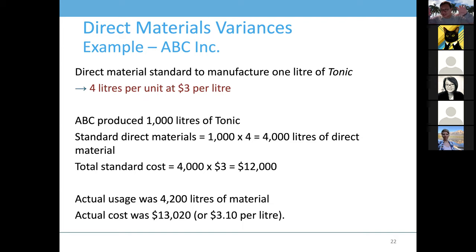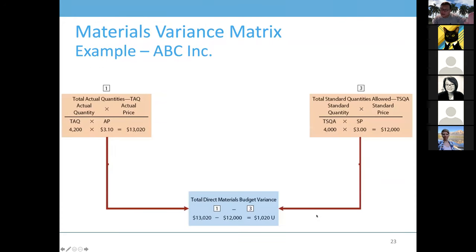Now think about that box picture. We want to figure out what the variances are. Here on the left side, it's the actual number. The actual quantity, the actual liters used, is 4,200 liters of direct materials. The actual price is $3.10 per liter of the direct material. And the actual cost is $13,020. And on the right side is the standard cost. Standard quantity is 4,000 liters of direct materials, and each liter costs $3. So your standard cost is 12,000.